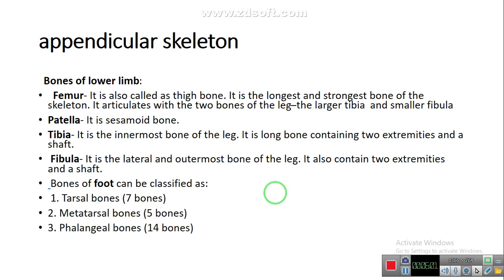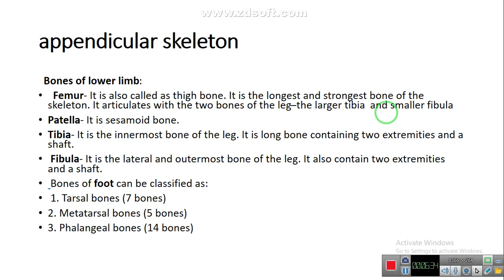Now comes the bones of the lower limb. I have already discussed the bones of the forearm, and now I am going to discuss the bones of the lower limb. The lower limb consists of the femur, patella, tibia and fibula. The femur, also known as the thigh bone, is the longest and strongest bone of the skeleton, and it articulates with the 2 bones of the leg. The larger is the tibia and the smaller is the fibula.